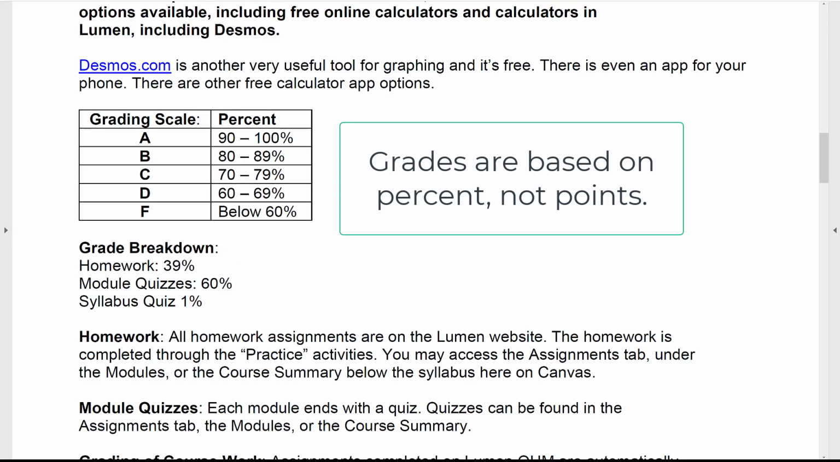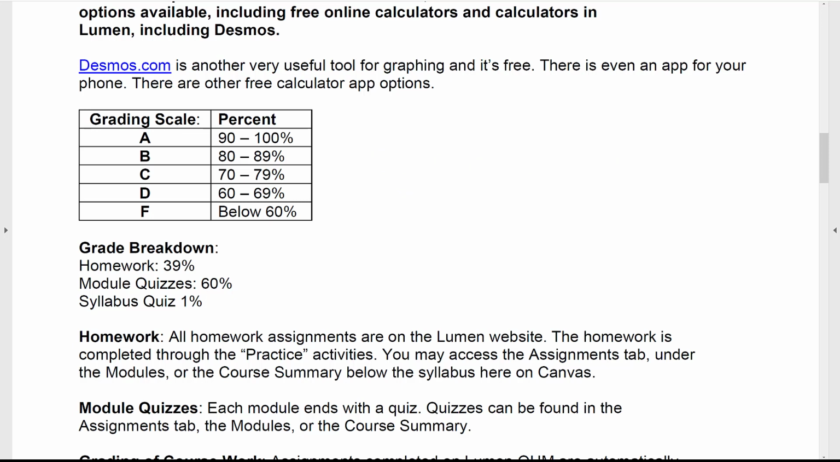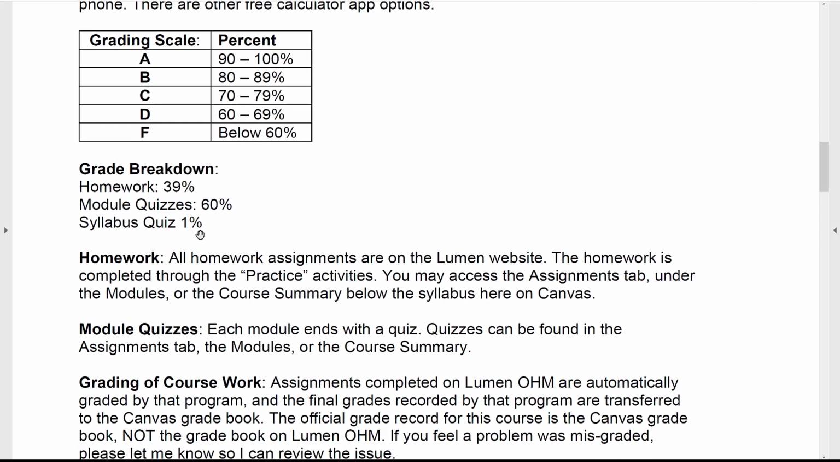Grading scale: A, B, C, D, F. That's pretty standard. Grade breakdown: homework at 39%, module quizzes 60% of the grade, and there's a syllabus quiz, it's 1% of the grade. So just be aware of that. So a bigger weight on the module quizzes.